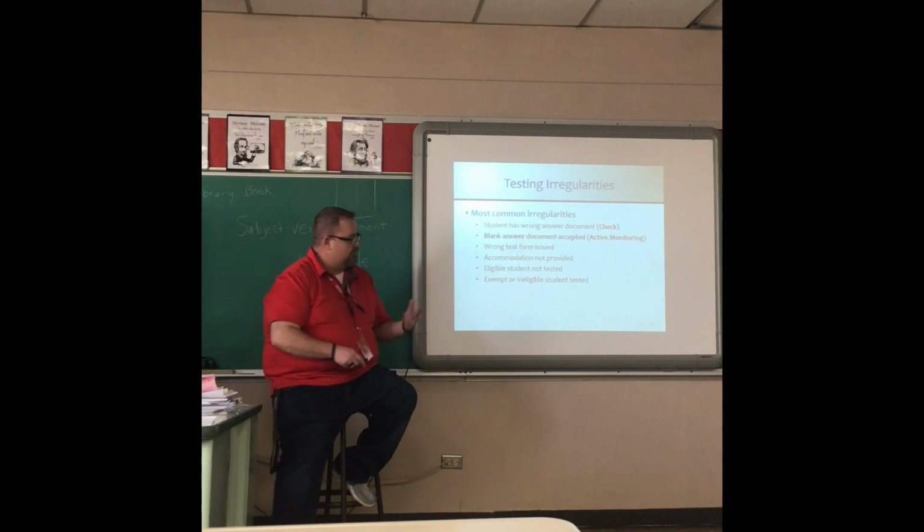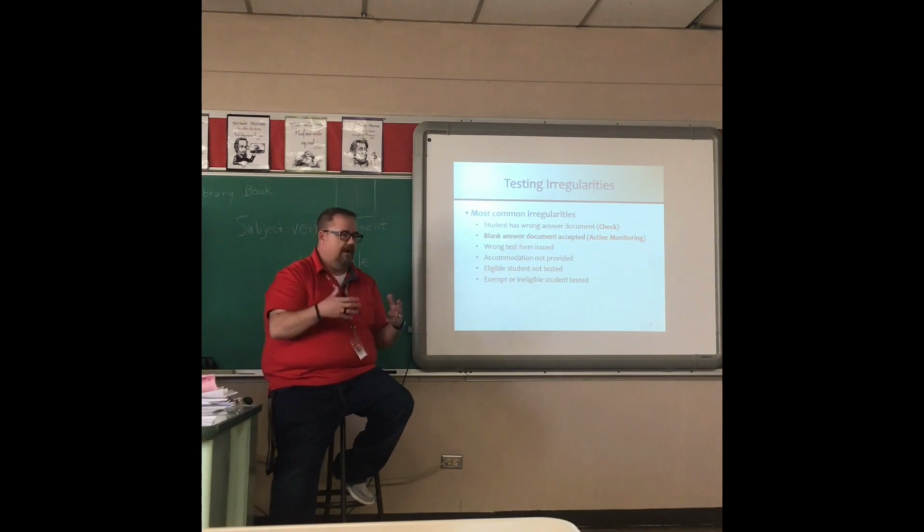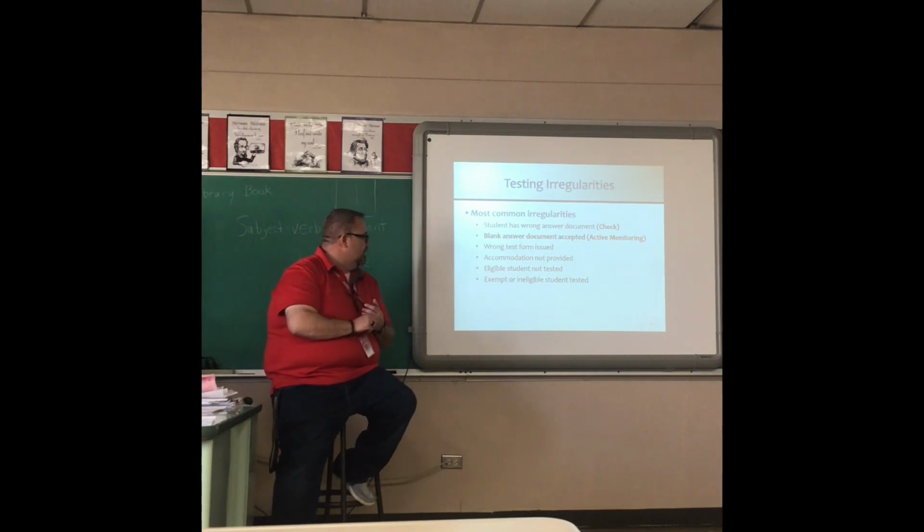All right, so some of the common irregularities that we have. This is the big one: the student has the wrong answer document. Obviously, we have kids that have the same last names, same first names. Everything's coded automatically. The kids don't have to code anything, and the test coordinators and teachers don't have to code anything. We just need to make sure that their names line up, their birthdays line up. That way, if there are two Daniel Martinezes or whatever, we make sure that they have the right answer document.